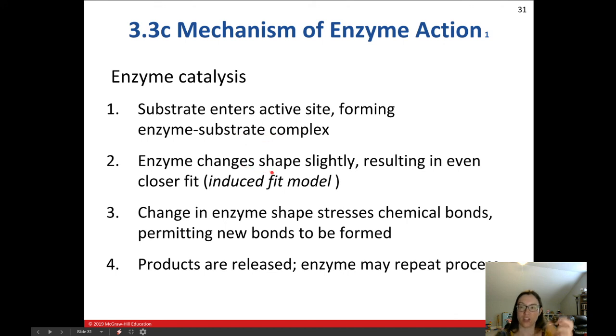The enzyme then changes shape slightly, and this is going to stress the chemical bonds, and so it decreases the activation energy. It makes it easier to break those old bonds, and it lets the new bonds be formed more quickly. Then the products are released, and the enzyme is not harmed in the process. So it can catalyze hundreds of reactions, only the one type of reaction, but it can do it many different times.